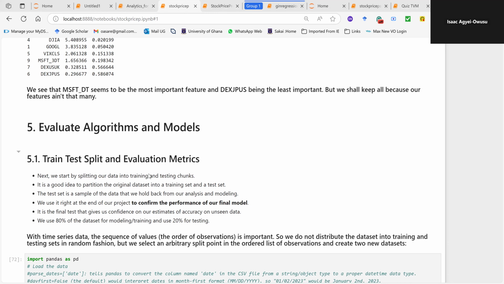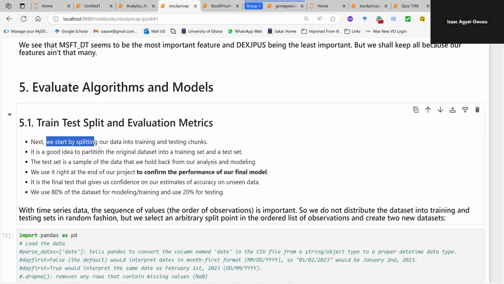So here's the first thing to note. We will split our data into training and testing chunks. You know this already. Now, why? Very good to partition the original data. The original data is almost 4,000. Partition it into training and testing set.